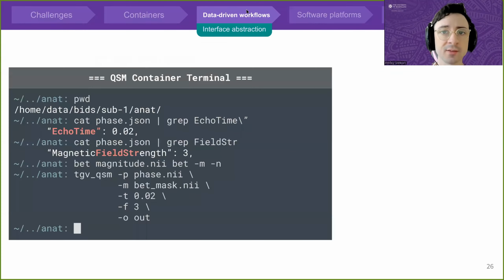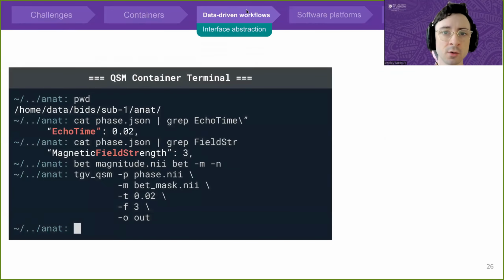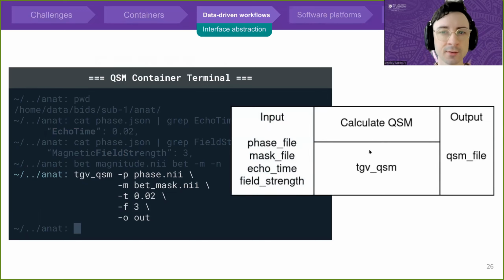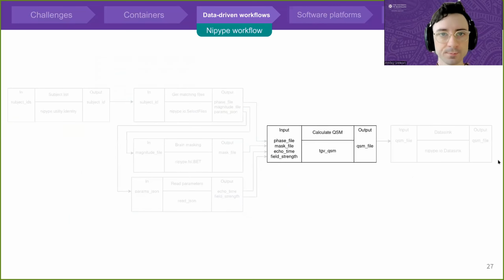In our terminal example, let's just focus in on one of the steps, where we use TGV QSM to compute the susceptibility map. So an interface for this, for a data-driven workflow, will understand the underlying command TGV QSM, and it will know what the required inputs are, and it will know the outputs. In the context of a larger pipeline, that TGV QSM interface can be used to create a node. And this pipeline actually represents exactly the workflow that we used earlier in the terminal.